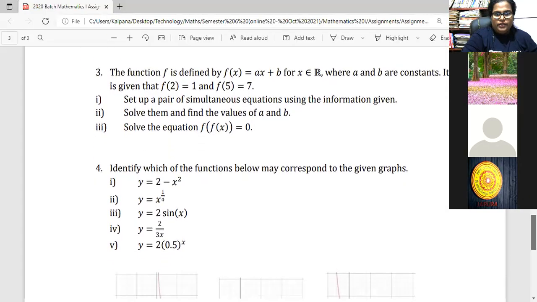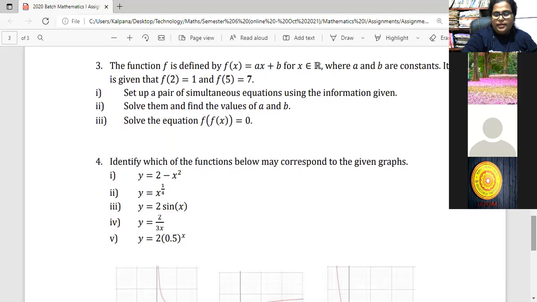Here the function f is defined by f(x) equals ax plus b, where the domain is the real number line, and a and b are constants. This third question is very easy. It is given in the question that there are two pieces of data: f(2) equals 1 and f(5) equals 7.